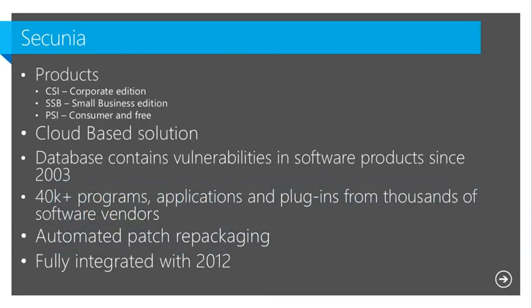Secunia is a company located in Copenhagen and in Minneapolis. They just opened up an office not that long ago. They have 3 products, of which I use one of them, the CSI product. The CSI product integrates into Config Manager. So if you open up your Config Manager console, you'll see that you have a CSI plugin in there where you will get a list of the required updates that you require in your environment.